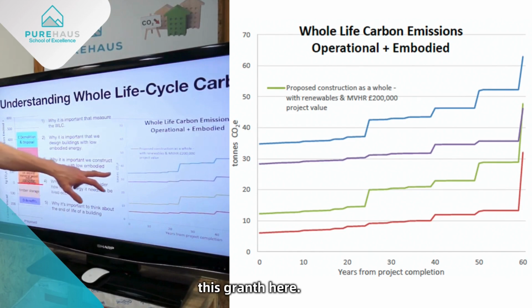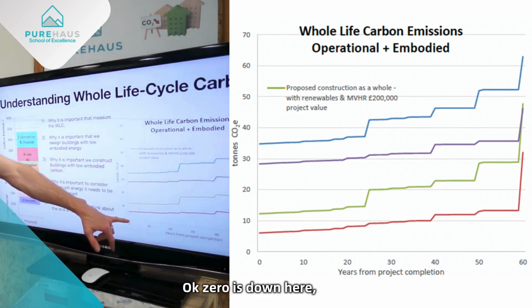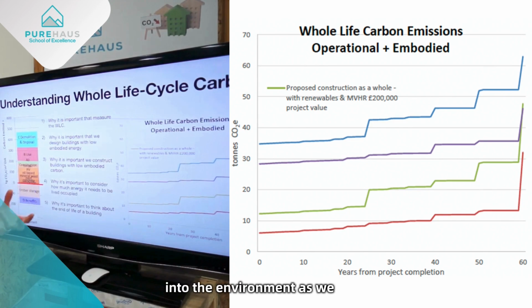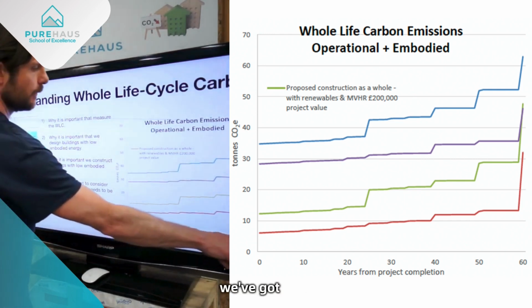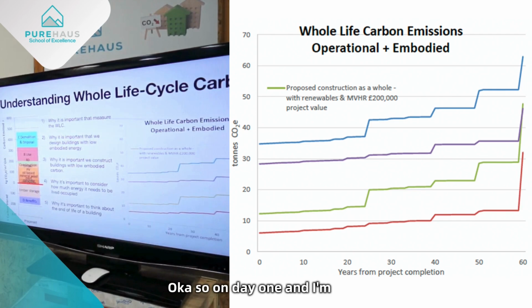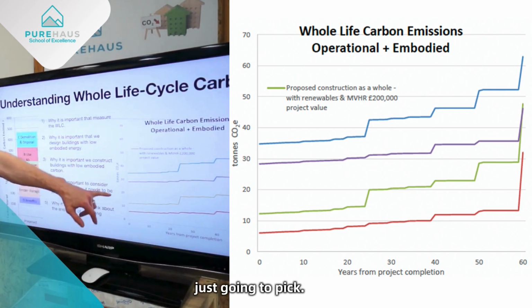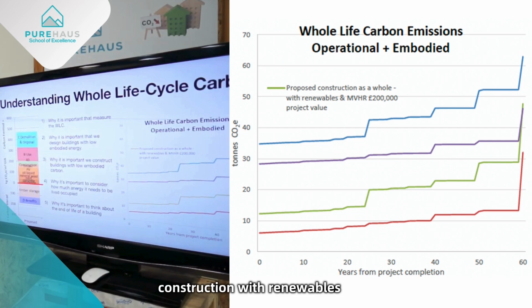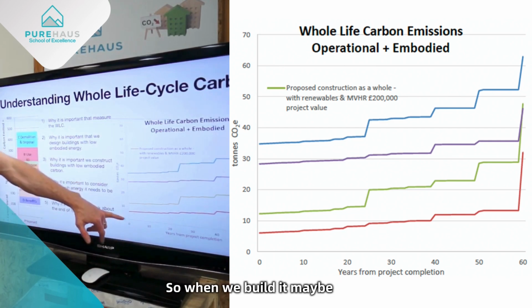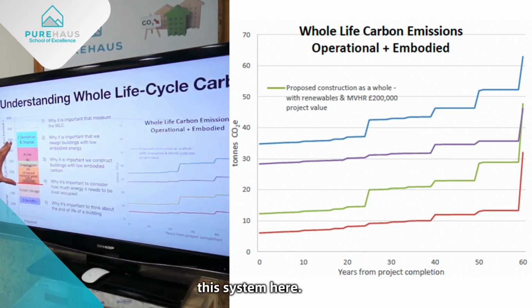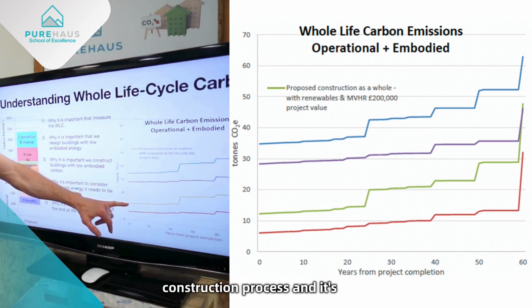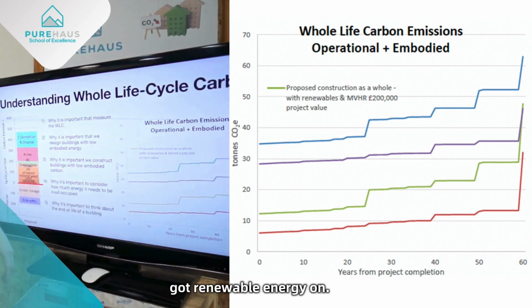Let's just take a look at this graph here. Okay, zero is down here, and this is how many carbon tons are being emitted into the environment as we build a building and as the building lives. We've got 60 years on this table here. Okay. So on day one, and I'm just going to pick this green line here, which is a proposed construction with renewables. Okay. So when we build it, maybe it's been with this system here. So there's been so much carbon emitted in the construction process. And it's got renewable energy on, so it's just ticking along.